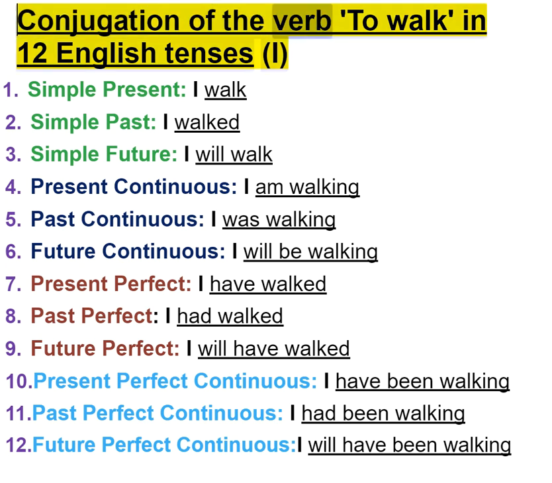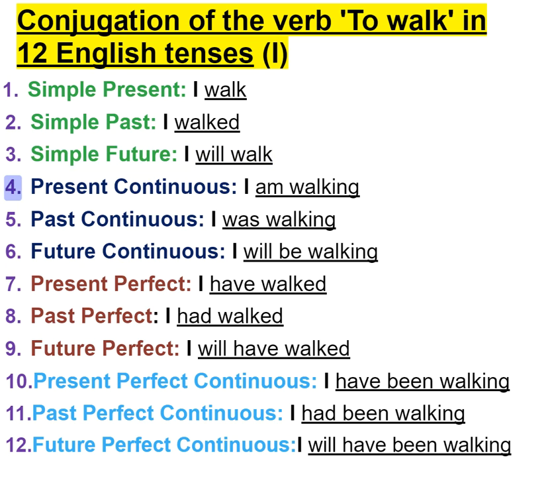Conjugation of the verb to walk in 12 English tenses. 1. Simple present, I walk. 2. Simple past, I walked. 3. Simple future, I will walk.